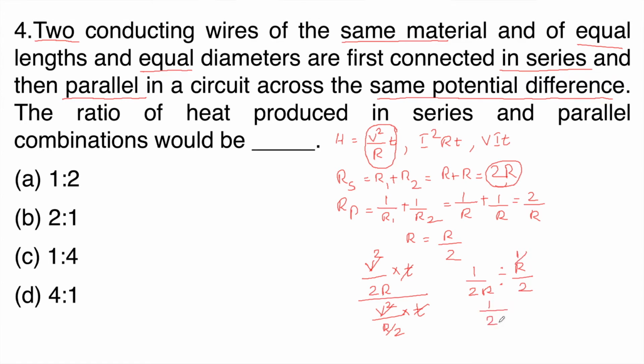So it will be 1 by 2R. 1 by R by 2 is 1 divided by R by 2. It is 1 into 2 by R. Okay, so 1 by 2R divided by 2 by R. That means 1 by 2R into R by 2. That means 1 by 4. Okay, so the ratio is 1:4.